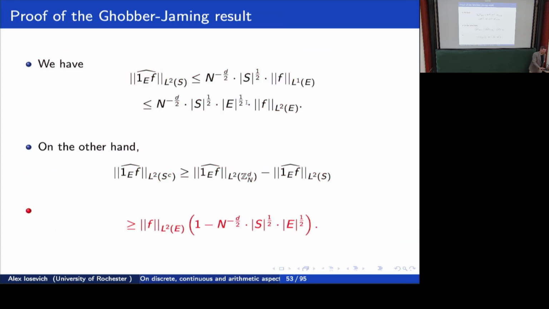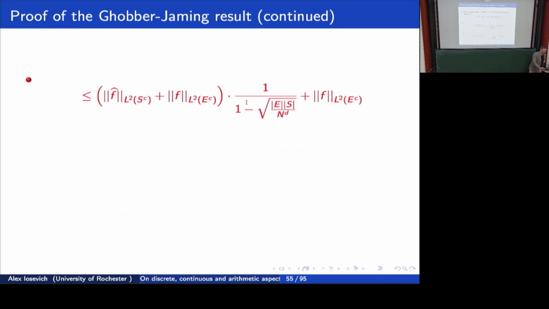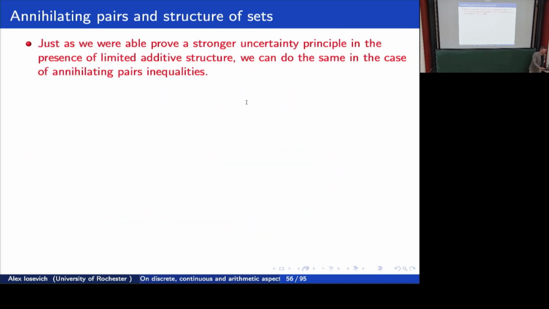And so I went through the proof of Gobert-Gemung last time. This is where I stopped. The idea is that the version of the annihilating pairs inequalities by Gobert and Gemung that I just stated works for all possible sets E and S. So given what we've already heard, it is reasonable to suppose that if E and S satisfy additional hypotheses, in other words, in the generic case, we should be able to do much better, and this is what we are about to see. Okay.